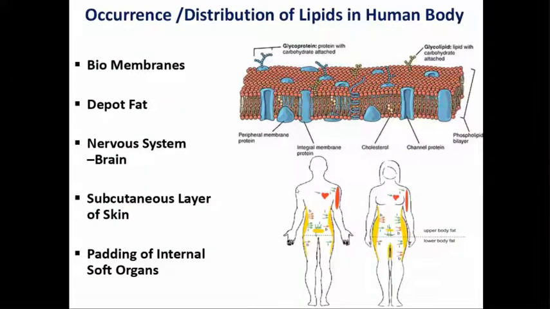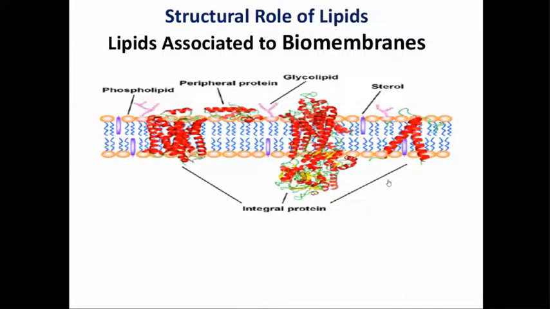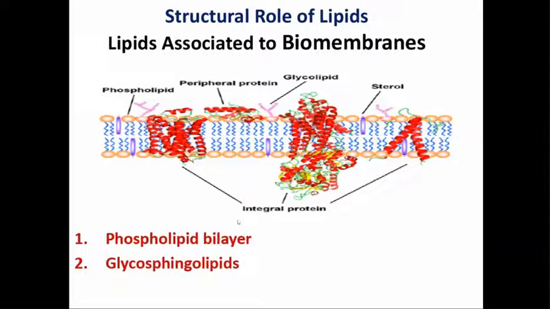Here is the distribution of lipids in our body. They can be found in biomembranes or plasma membranes, in adipose tissue, in nervous tissue, and in the subcutaneous layer of our skin. They can even patch what? Our soft organs, and protect them from injury. These are the structures and roles of lipids.